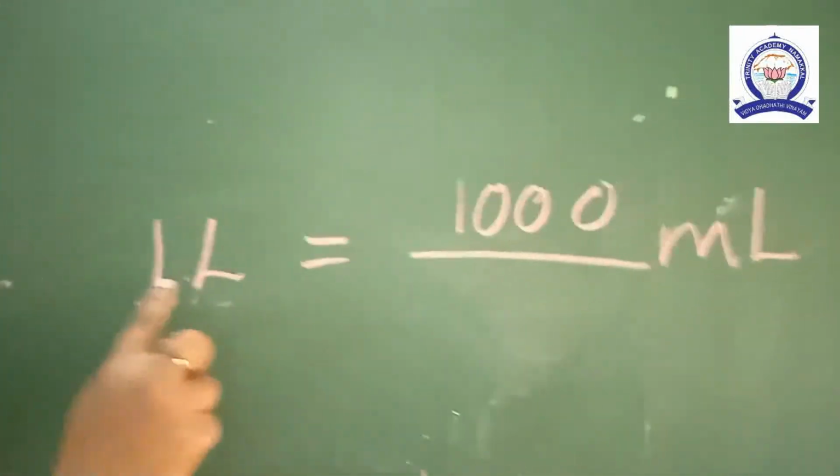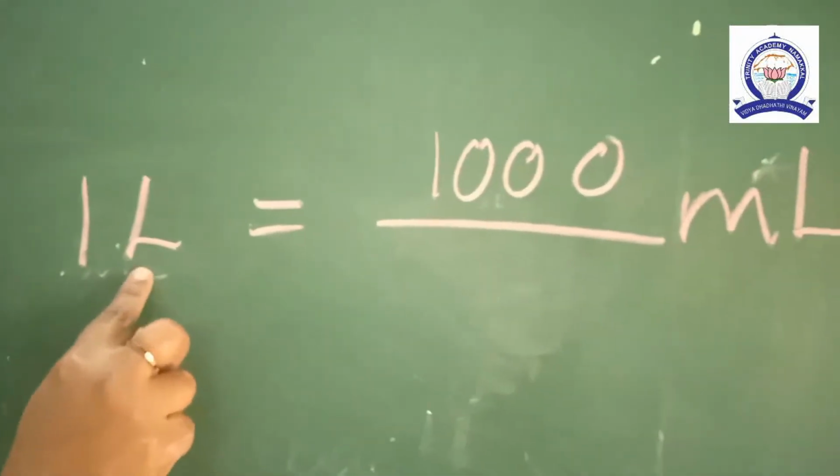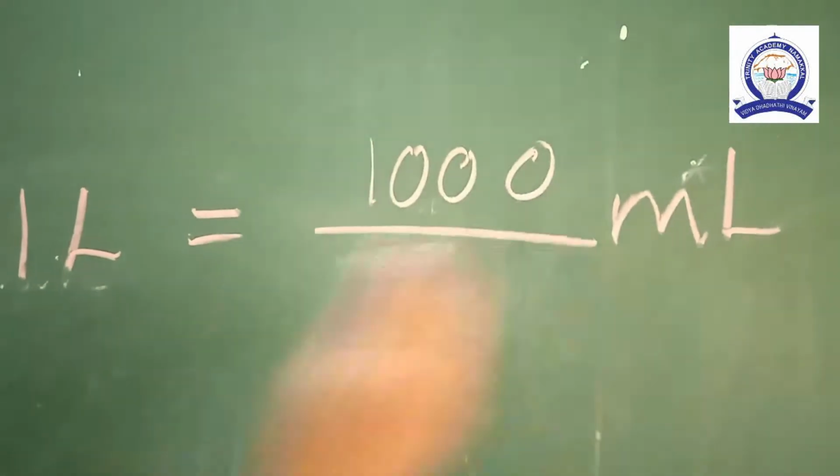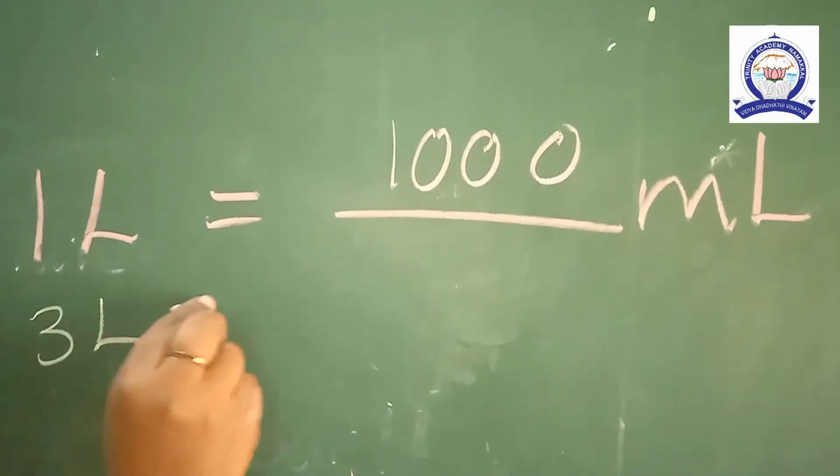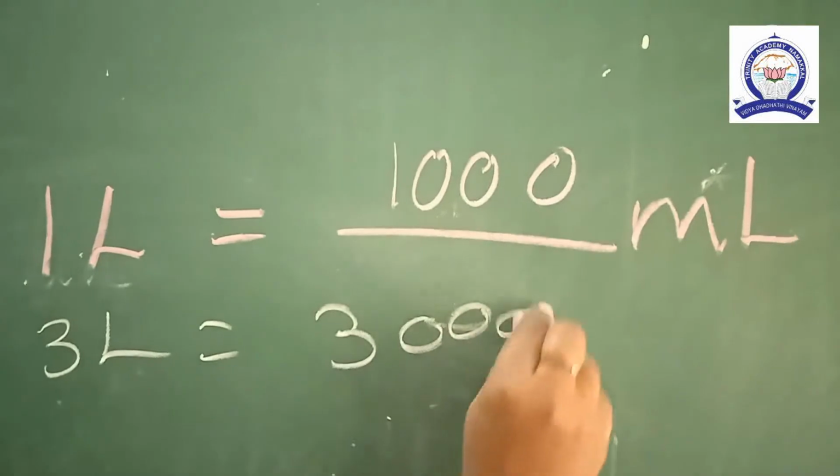See the fifth question. 1 liter, L denotes liter. 1 liter is equal to 1000 milliliter. Similarly, 3 liter is equal to 3000 milliliter.